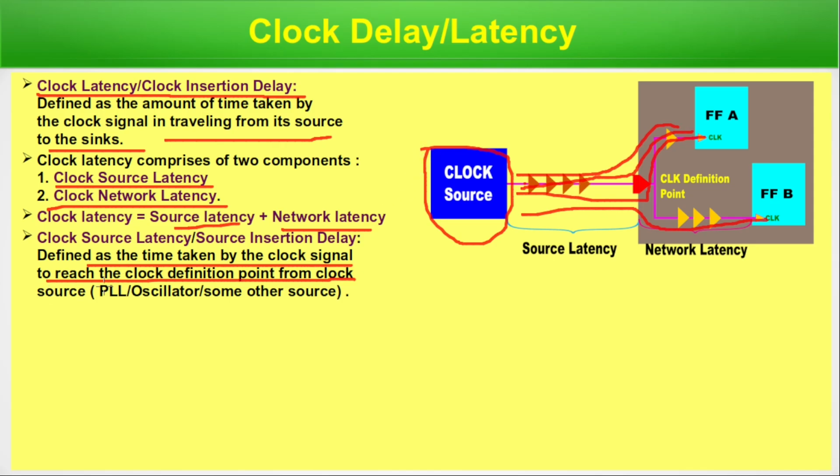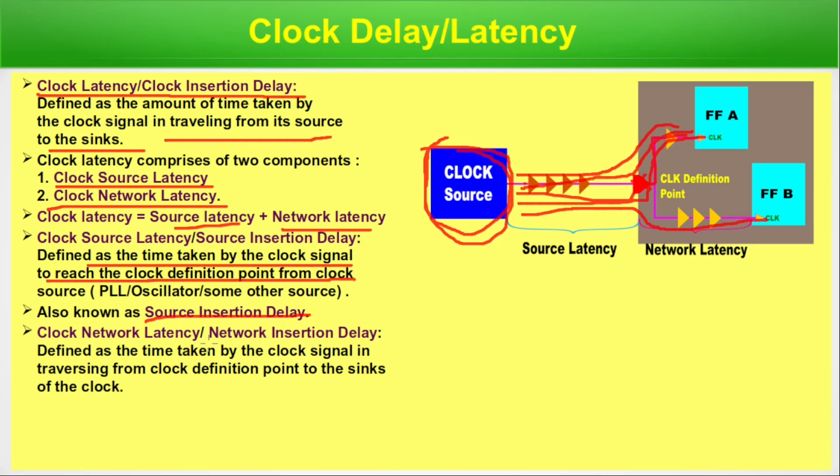If that is the clock source, like a PLL, oscillator, or some other external clock source, when the signal is entering the design, there is a point where it's defined as the clock definition point. This is the clock definition point, but this is not the origin of the clock. The origin of the clock signal is the clock source. So from the clock source to this definition point, it's a finite distance and the signal takes finite time to travel. That is source latency, clock source latency. And from there, within this network, the signal takes some time to travel. That is network latency.